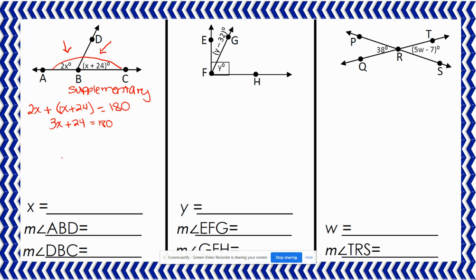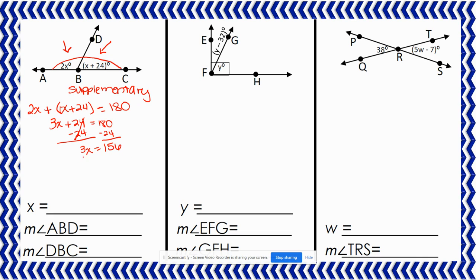Now I can solve like a normal equation. So the first thing I need to do is get rid of this 24. I'll do the inverse of adding 24, which is subtracting 24 on both sides. So 24 minus 24 will cancel, and on this side of the equation, I'm left with 3x. On this side of my equation, I'm going to do 180 minus 24, which gives me 156.